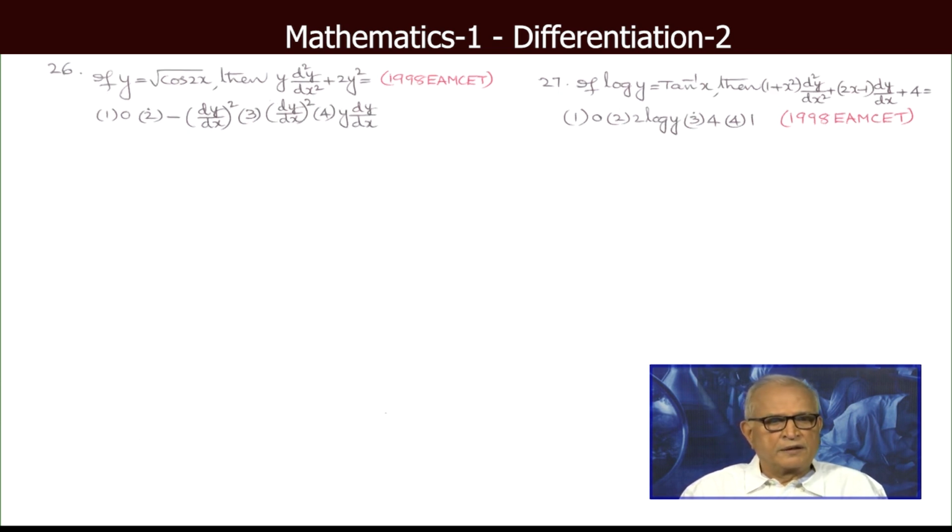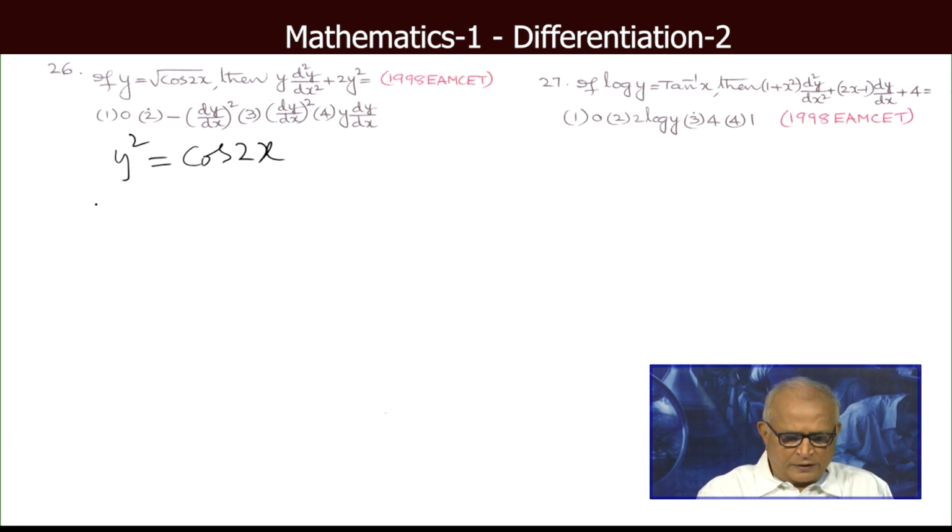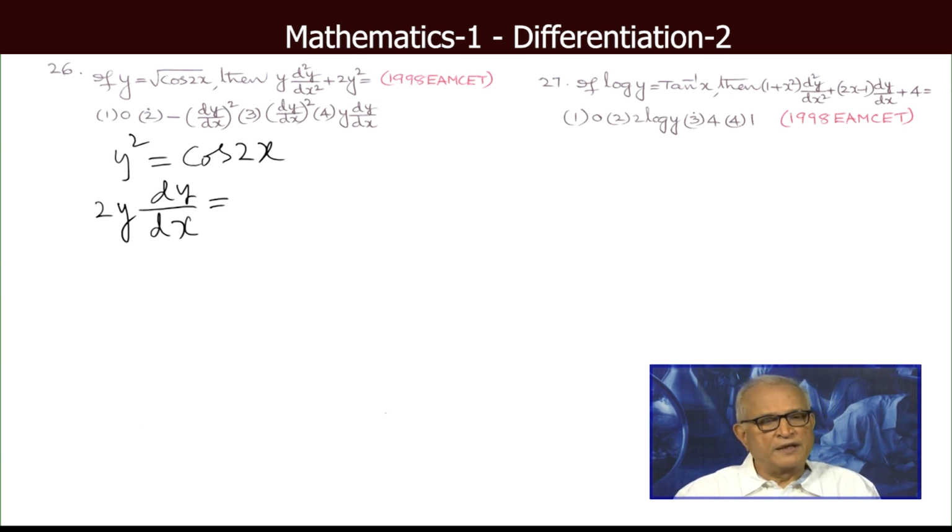Next, 26. If y equal to root of cos 2x, then what is y times second derivative of y with respect to x plus 2y square? Y d2y dx2 plus 2y square. Y is equal to root of cos 2x. So, sometimes it is better, because of the presence of y square in the expression whose value is required, to square both sides. So, y square equal to cos 2x. Now, differentiate: 2y dy dx, that is the derivative of y square, 2y dy dx is equal to 2 cos 2x minus 2 sin 2x.